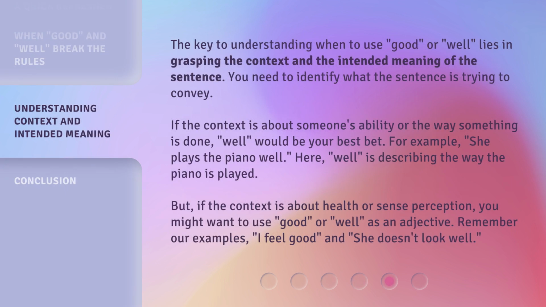The key to understanding when to use good or well lies in grasping the context and the intended meaning of the sentence. You need to identify what the sentence is trying to convey. If the context is about someone's ability or the way something is done, well would be your best bet. For example, she plays the piano well. Here, well is describing the way the piano is played. But, if the context is about health or sense perception, you might want to use good or well as an adjective. Remember our examples, I feel good, and she doesn't look well.